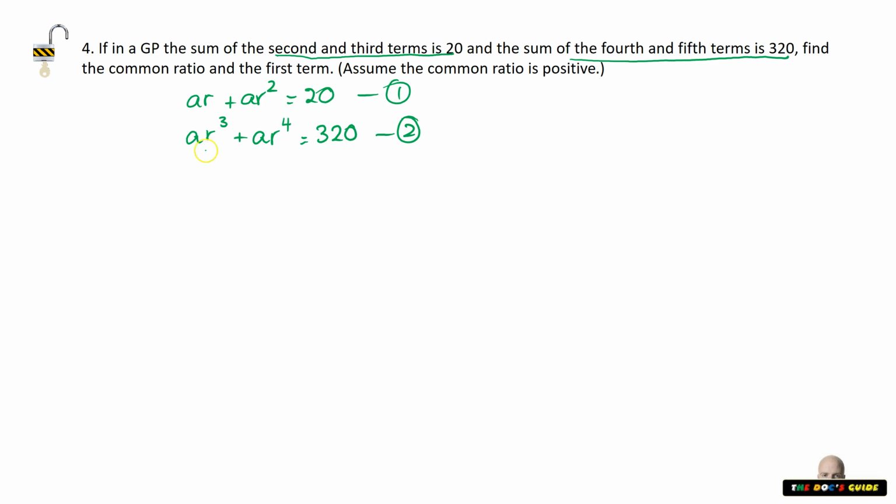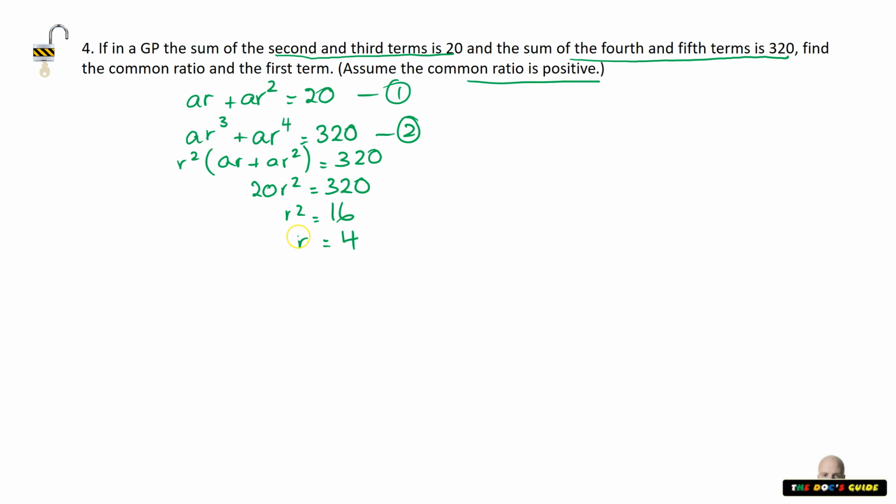If we look at this, we can see that if we took r squared out from equation 2 as a common factor, and this is just by observation, trying to look for patterns, then we'll get ar plus ar squared in here. So this is just equation 2 rewritten, and ar plus ar squared, hopefully we've seen it all along, is 20. So we get 20 times r squared is 320. So r squared is 320 divided by 20, which is 16. r is theoretically plus or minus 4, but we assumed that the common ratio is positive.